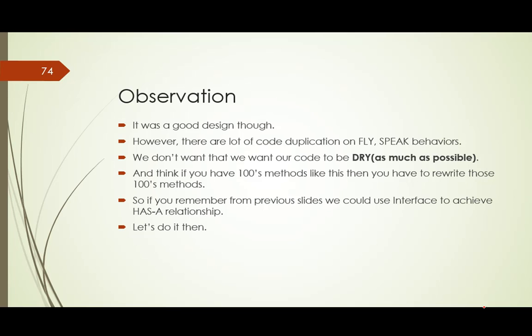We want our code to be DRY as much as possible. And think, if you have 100 methods in a class, it could be possible. Some business apps really have 100 methods in a class. So if you're really doing such things, you will end up writing these 100 methods in 100 different places. That would be really tedious and a very bad solution for your problem. So if you remember from the previous slide, we could use the interfaces, or could use the has-a relationship, so that we could achieve the modular approach. So let's do it then.